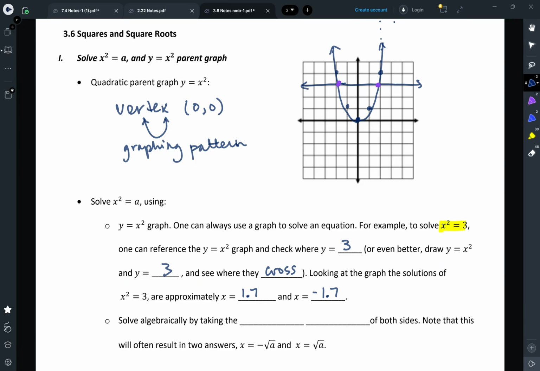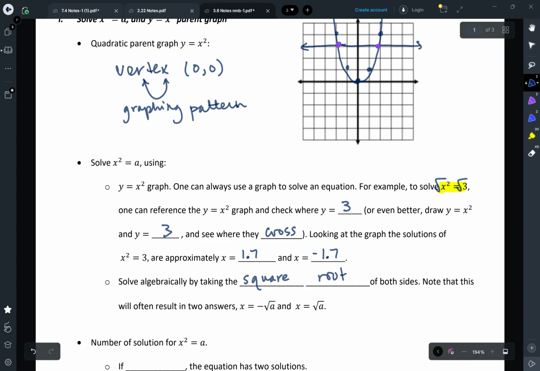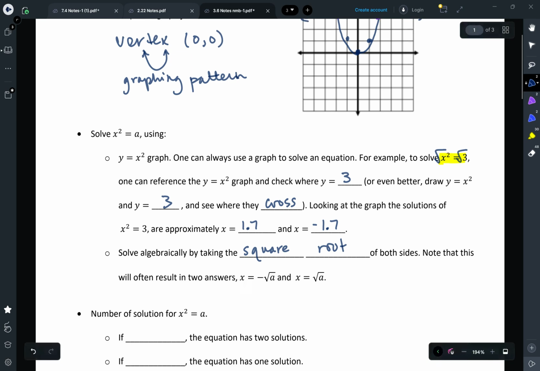We could solve algebraically by taking the square root of both sides. So let's think back to x squared equals 3, right? And taking a square root on both sides. Note that this will often result in two answers, x equals negative square root of a and x equals positive square root of a.